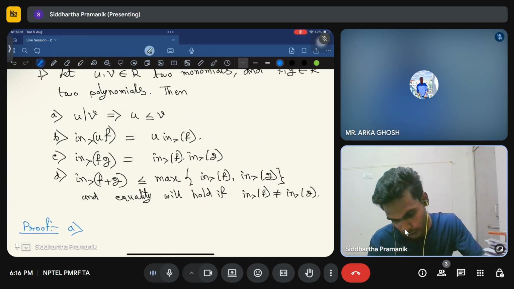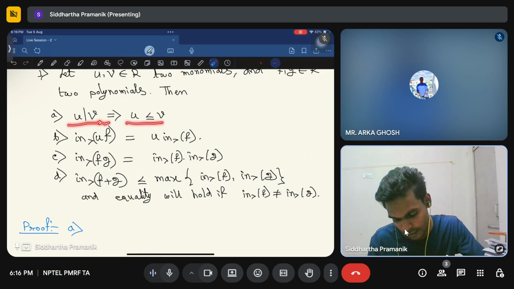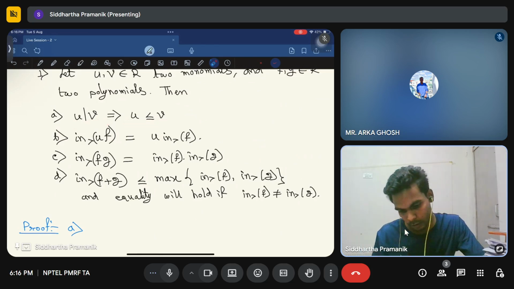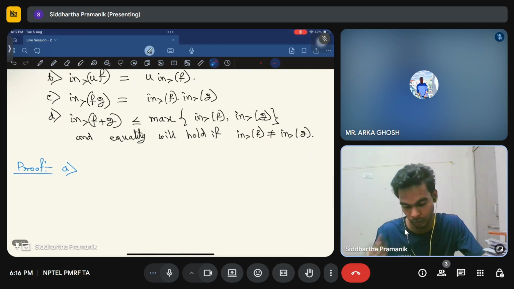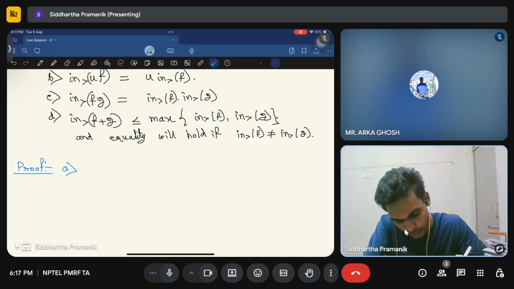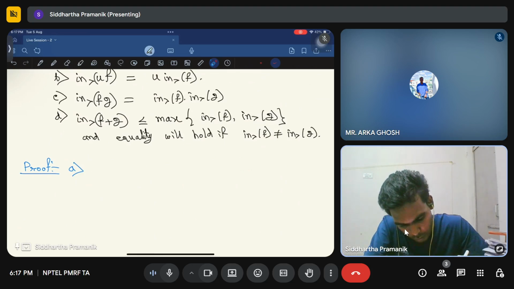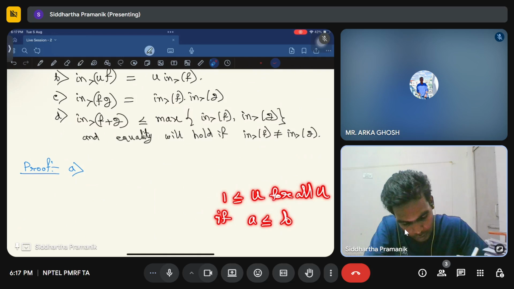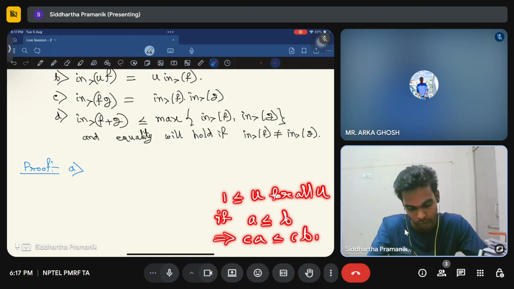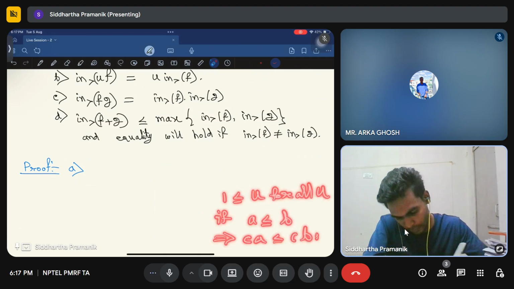Okay, so first one is if u divides v, then we have to prove u is less than or equal to v. For that, let's recall the definition of monomial order. A monomial order is a relation in which one is less than or equal to every monomial, and second, if a is less than or equal to b, that implies c times a is less than or equal to c times b.